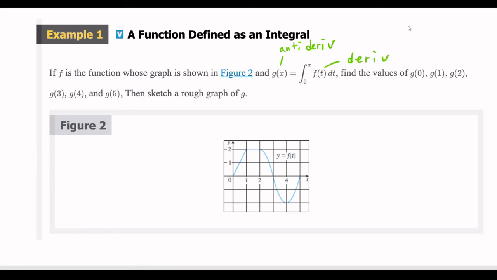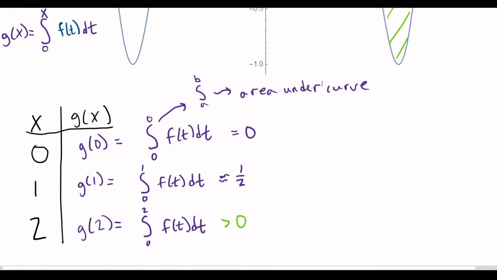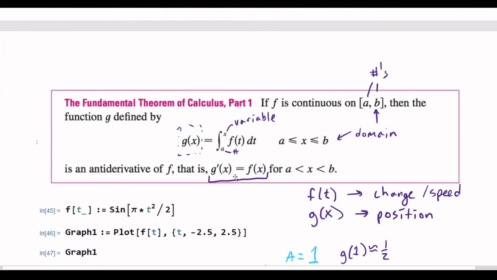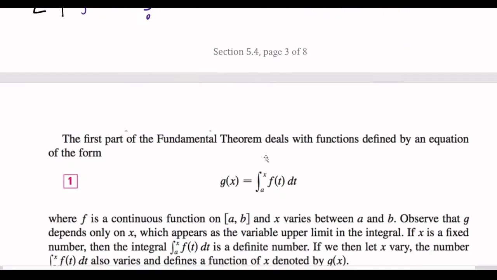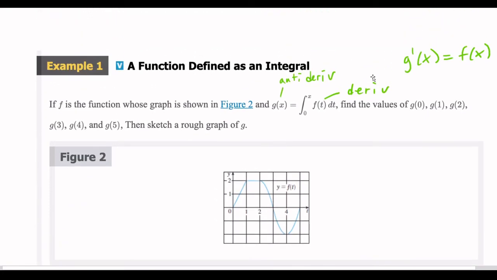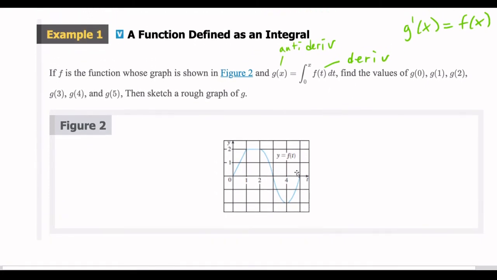So we just have to keep reminding ourselves that if I take the derivative of g of x, I get f of x. That's a very important piece. Go back up to the theorem. Keep going back up to the theorem. Remind yourself, g prime of x is f of x. This is not written here just for fun. It's a useful thing to be reminding yourself of. This is critical to keep reminding yourself of. This connection.